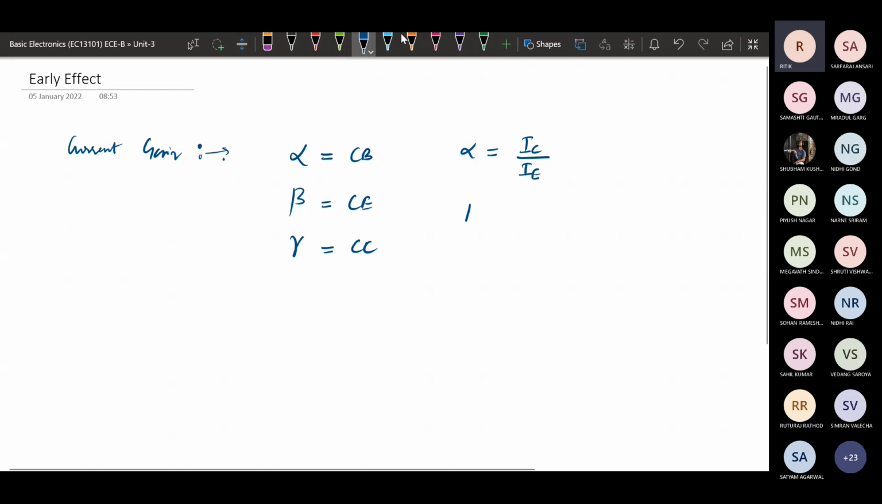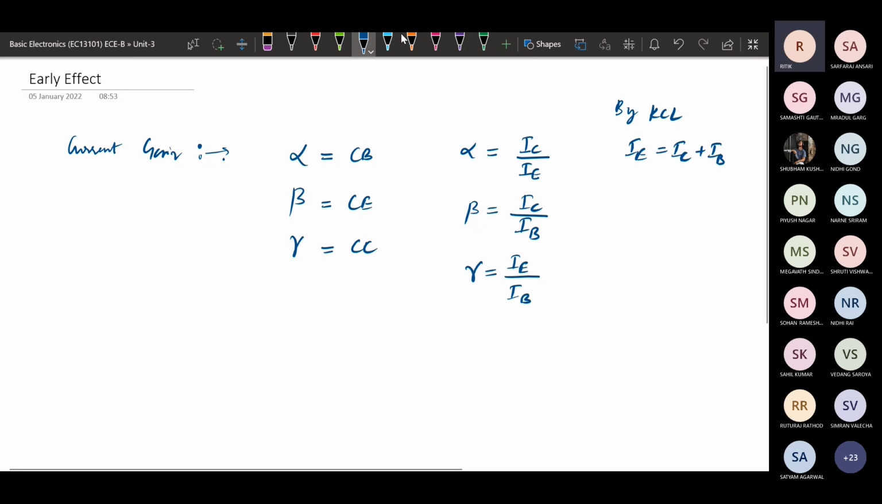In case of beta, common emitter is there, so the output will be collector current IC, and the input will be your IB. In case of common collector, gamma will be the output current over the input current. The output current is the emitter current here, and the input current is your base current. Also, by KCL, we know the emitter current is given by IC plus IB.